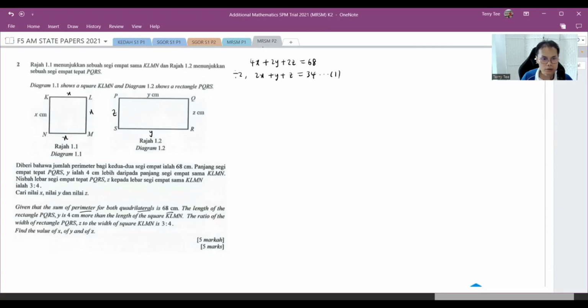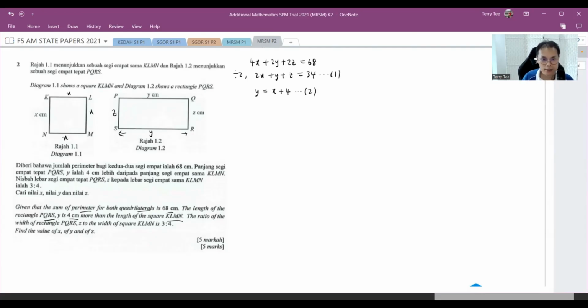The length of rectangle PQRS, y, is 4 cm more than the length of the square. The length of the rectangle is y. Y is 4 cm more than the length of the square. So if y equals x, that means the lengths are equal. But if y is bigger, you have to add 4 to your x, so that whatever x you have, you plus 4, it gives us the length y. Your y is 4 cm longer, so we can say y is x plus 4. That will be your second equation.